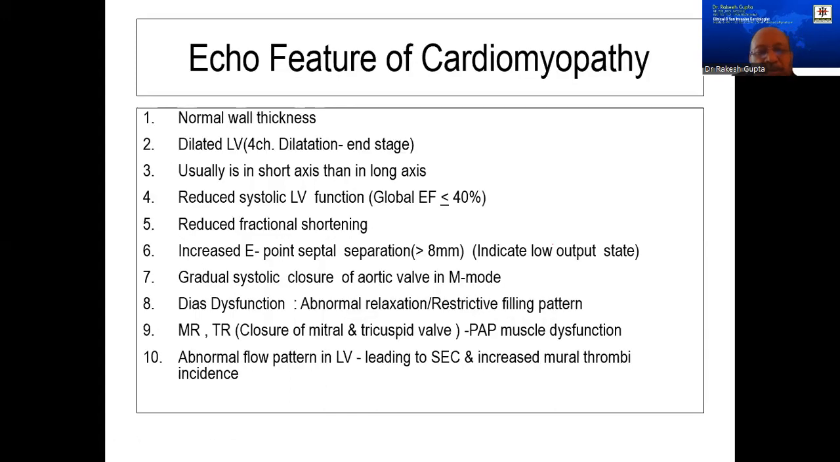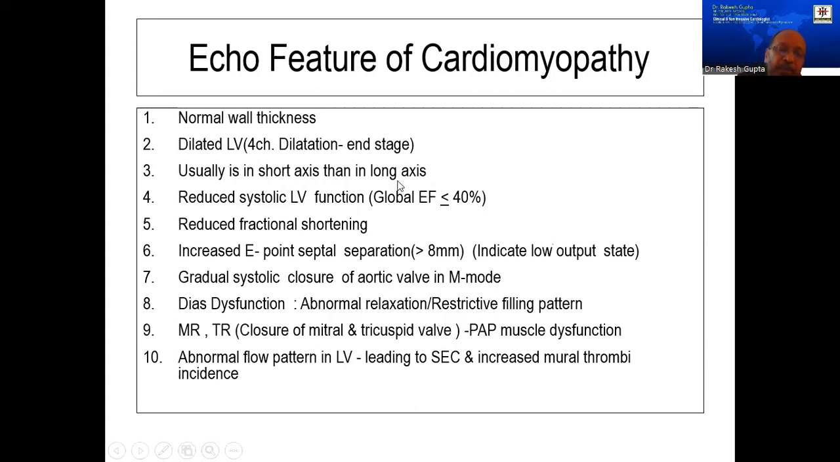These are the common echo features in dilated cardiomyopathy. We have a normal wall thickness, except in people who come from hypertensive heart disease, leading to final dilatation. Then we can have 2 or 4 chamber dilatation, and if it's 4 chamber, that is end stage 4 chamber dilated cardiomyopathy. Most important thing is the LV dilates in short axis rather than long axis.